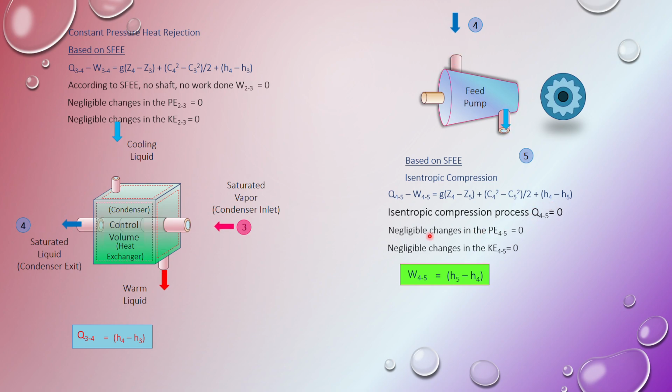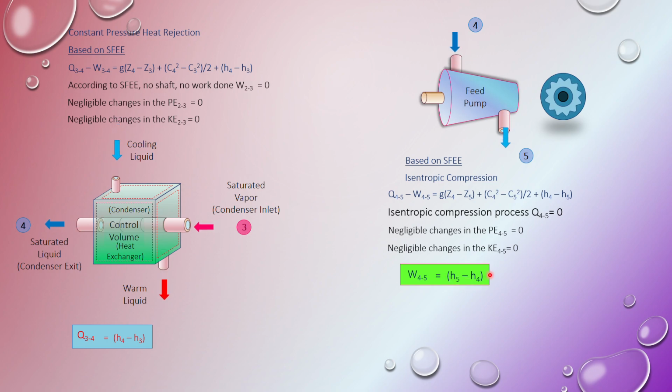So negligible changes in specific potential energy as well, and also neglect the changes in specific kinetic energy. So it arrives at work 4 to 5 equals H5 minus H4. Remember, it's always the final point minus the initial point. So from here, most of the time you will get a negative sign.